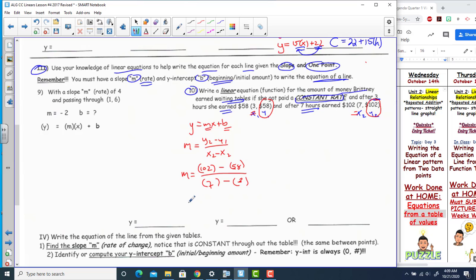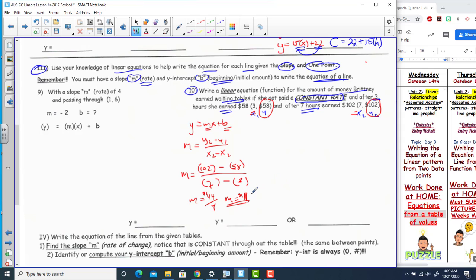And then I will simplify the expression. 102 less 58, I believe that is going to be 44. And 7 less 3 is going to be 4. So she's making $44 over 4 hours. Or another way of saying that, if we simplify further, is she's making $11 per hour.